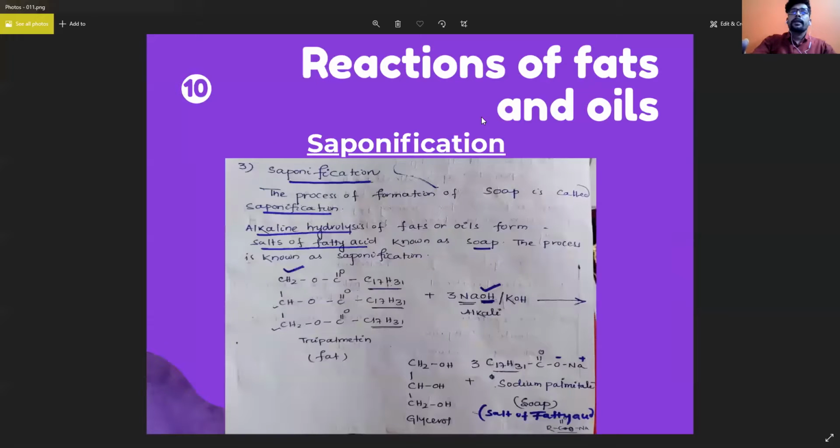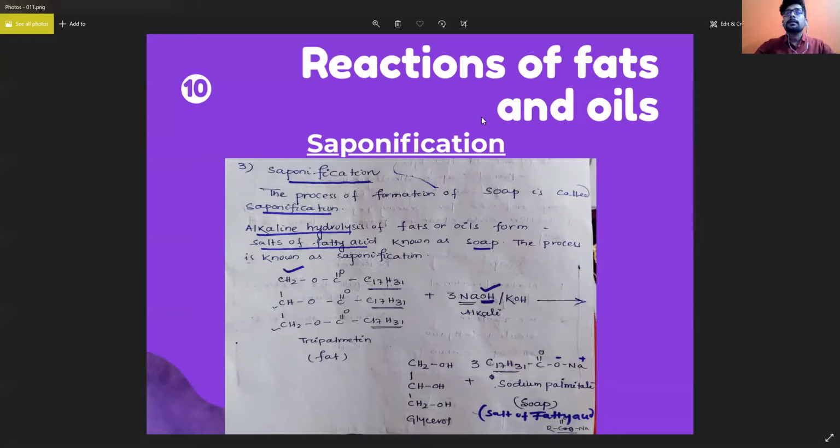Okay. Next one is saponification. The process of formation of soap is known as saponification. In the saponification process, the hydrolysis is called alkaline hydrolysis. So alkaline hydrolysis of fats and oils to form the salt of a fatty acid, known as soap, is the process known as saponification. We take the fat and go for alkaline hydrolysis, where an alkali like NaOH or KOH is used.